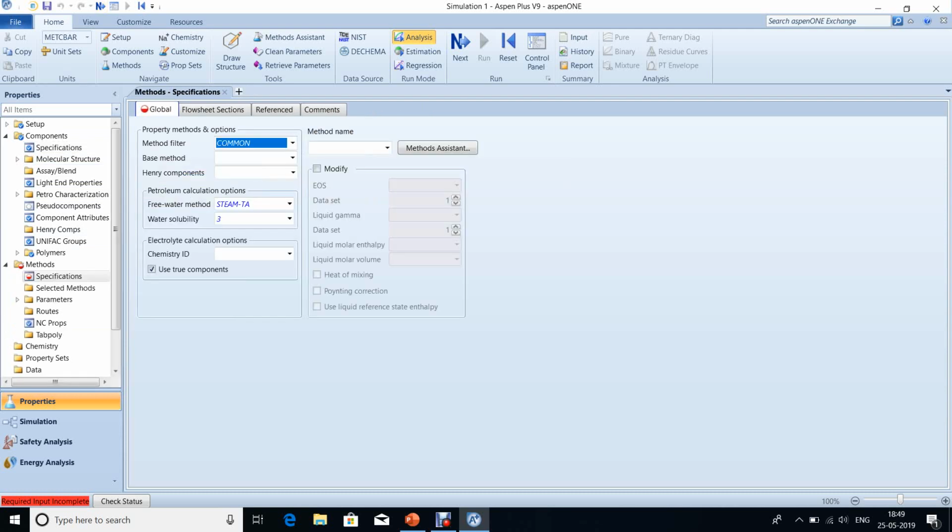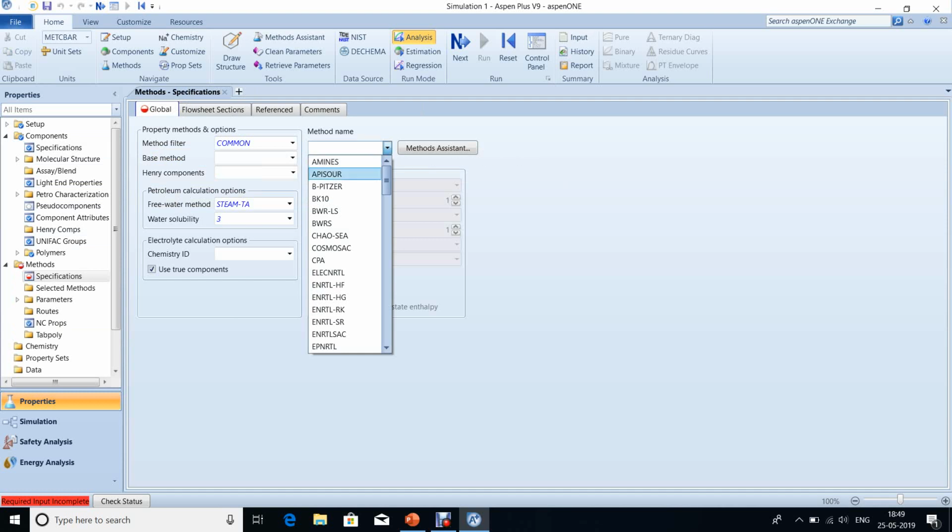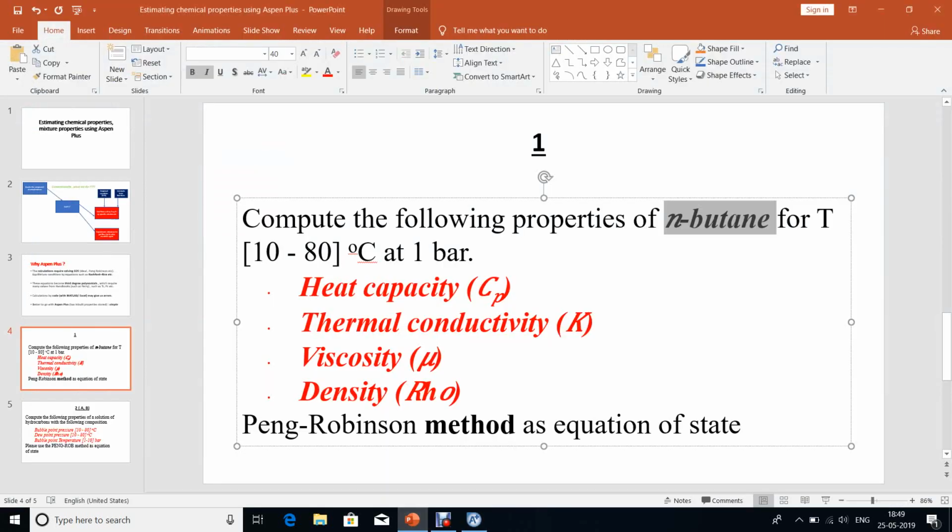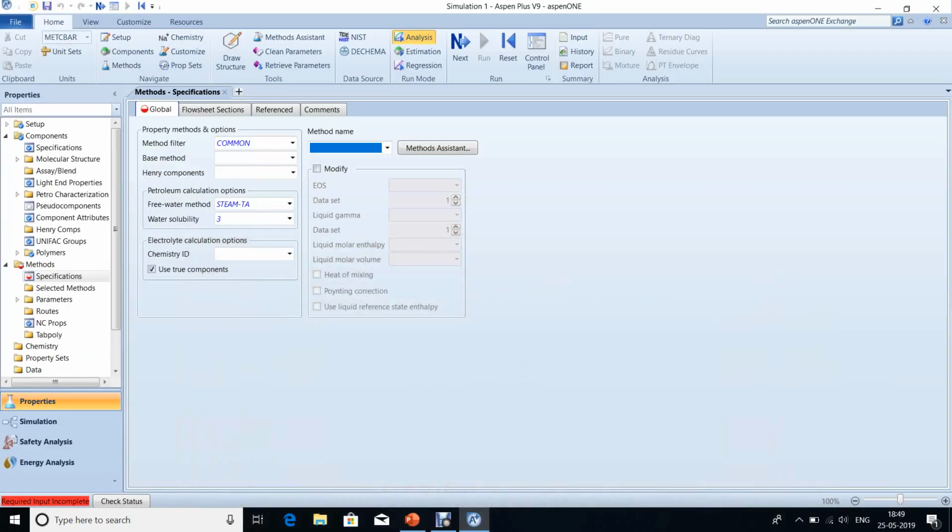In the next, we are again supposed to select the equation of state. So right now I will be selecting Peng Robinson as it is mentioned, or we will just check it. Okay, it is Peng Robinson. So I will write Peng Robinson. Once this is selected, I will not go to the simulation environment now.